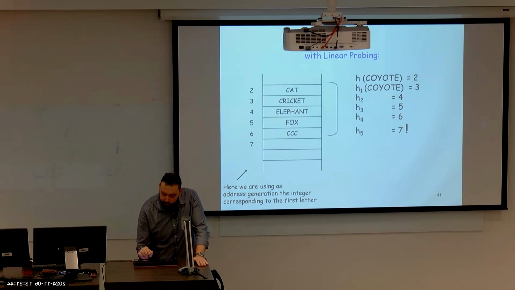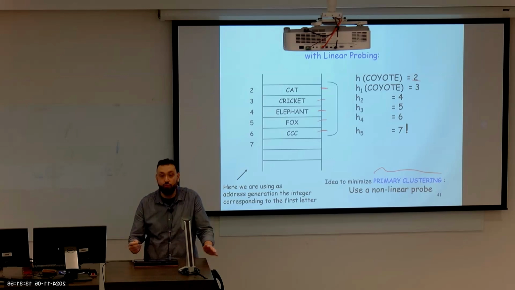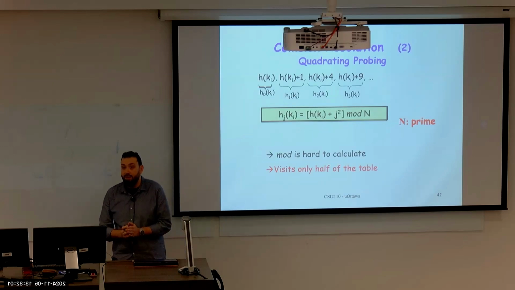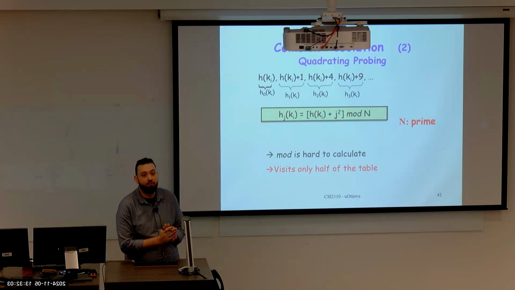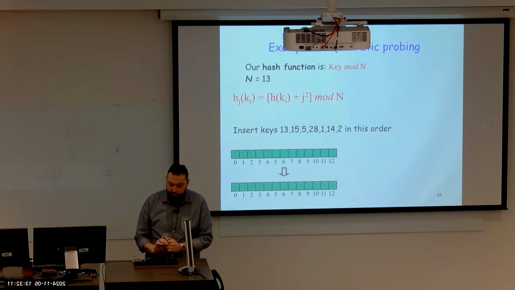And this is a proof for us. I want to add the 2, so I'll come here, 1, 2, 3, 4, 5. So I'll have something called primary clustering. Okay, so that's the problem. So maybe I should use nonlinear probing. So let's check what nonlinear probing is. The only difference between linear probing and nonlinear probing is that the j here, I'm going to make it squared, okay? So let's take an example.